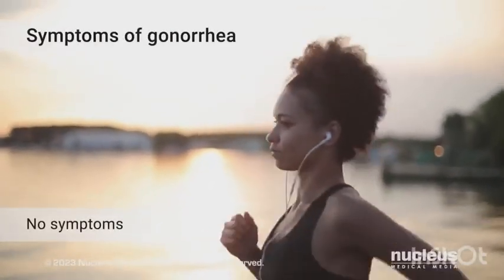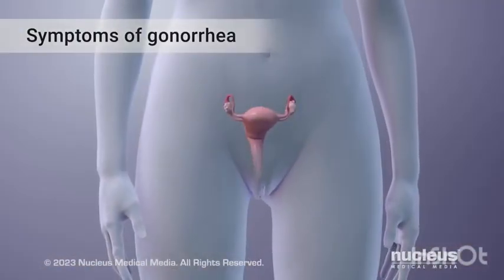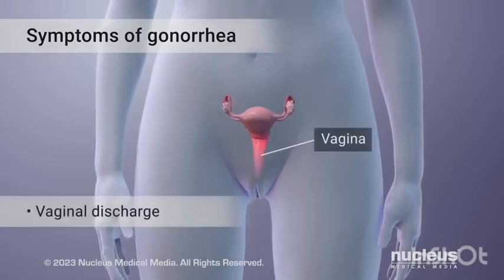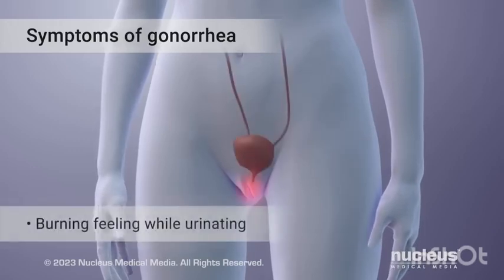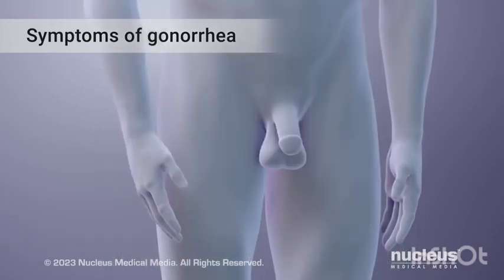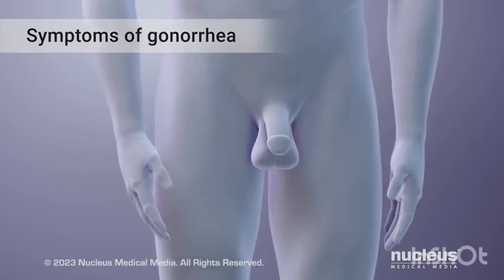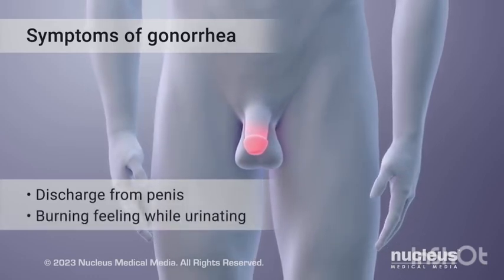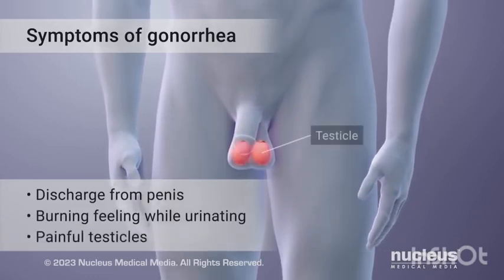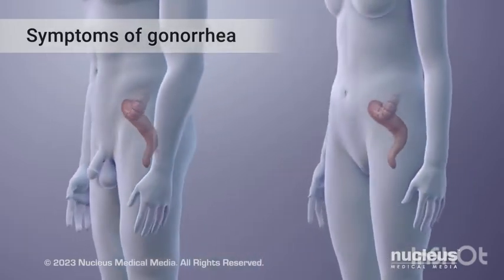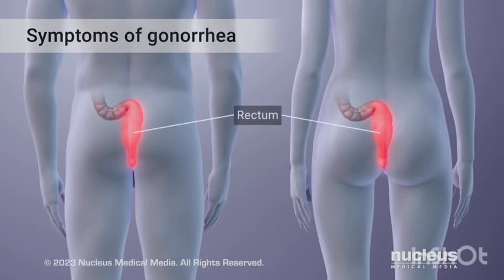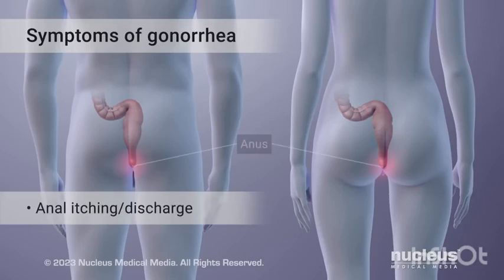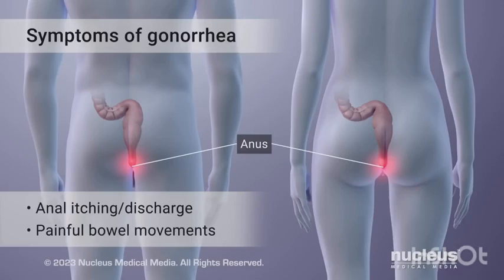Many people have no symptoms, but if a woman has symptoms, they may include an abnormal discharge from the vagina, vaginal bleeding between periods, and a burning feeling while urinating. A man may have similar symptoms, such as an abnormal discharge from the penis, a burning feeling at the tip of the penis or while urinating, and pain in one or both testicles. In both men and women, gonorrhea may also infect the rectum, which is the last part of the large intestine. Symptoms of infection in the rectum may include itching or abnormal discharge from the anus, and pain during bowel movements.